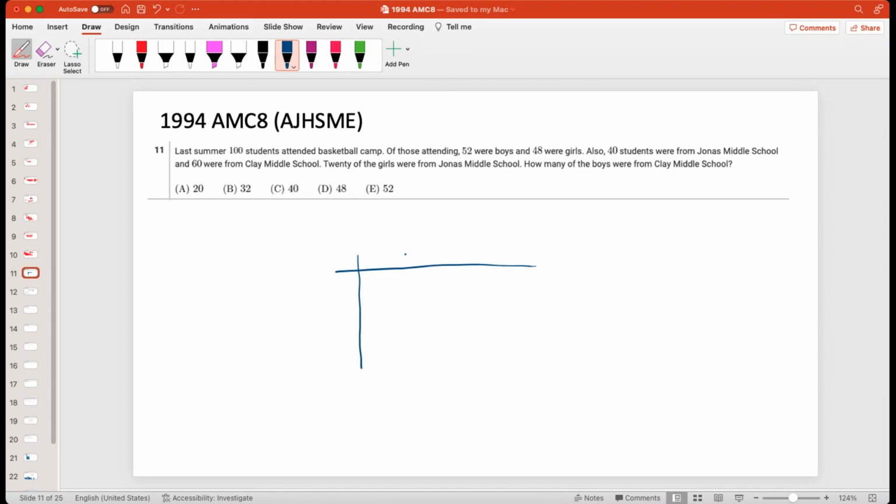Now we have boys and girls, and we have Jonas School and Clay School. This is going to be the totals matrix. Okay, so now let's check. Of those attending, 52 were boys and 48 were girls. So total boys were 52, total girls were 48.